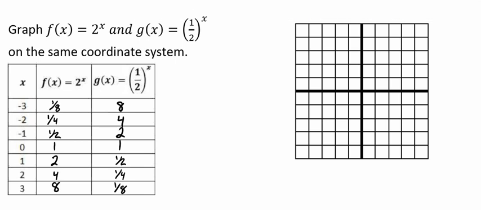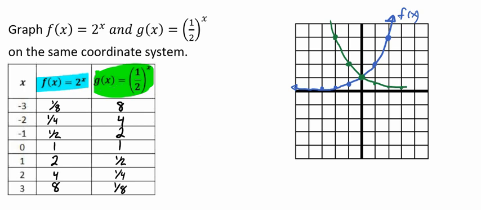So let's go ahead and graph our f of x. And so here's our f of x. And let's go ahead and graph our g of x as well. And because it's a reflection, we see that our points line up in a really great reflection there. And they both have a common point of 0, 1. And so there is our g of x.